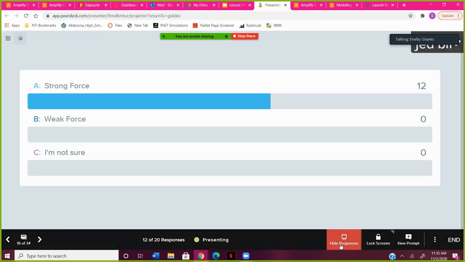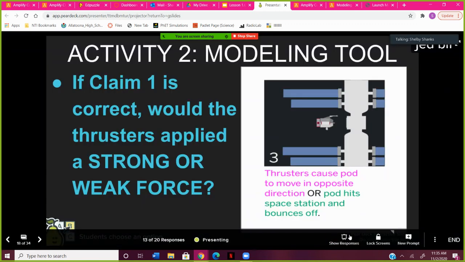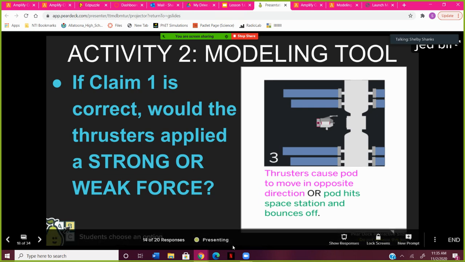Perfect. We got 100% right now. So if claim 1 were correct, the thrusters would have applied a stronger force. That would make it go in the opposite direction.